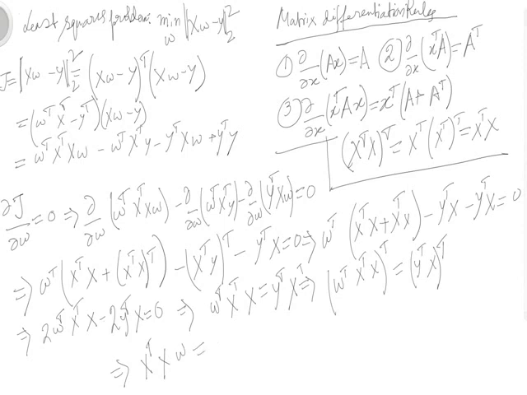Now, multiplying both sides by the inverse of X transpose X, assuming that the inverse of X transpose X exists, the solution we get is W equals X transpose X inverse X transpose Y, and that is it.